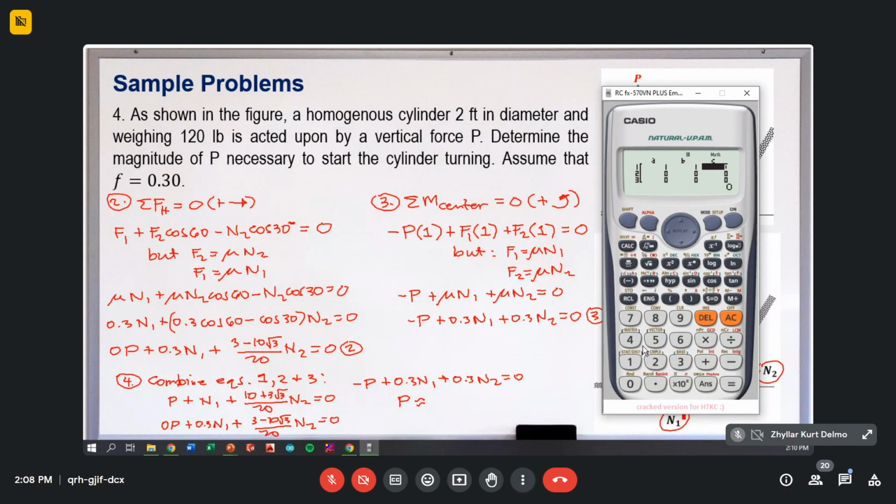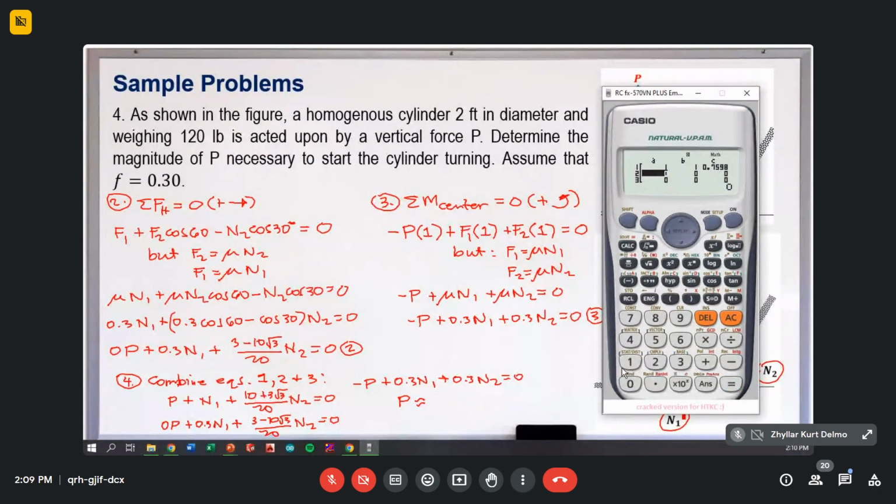Then C is the coefficient of N2, so here it is 10 plus 3 square root of 3, then divided by 20. Okay. Then for D, that is the constant. It should be on the right side of the equation, so 0.